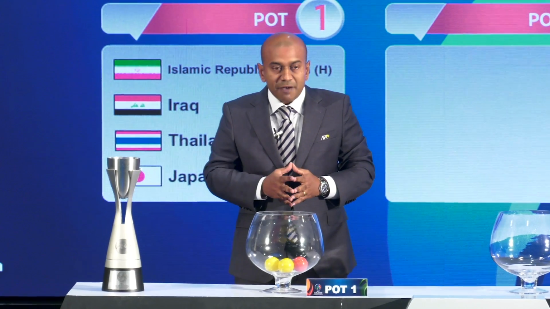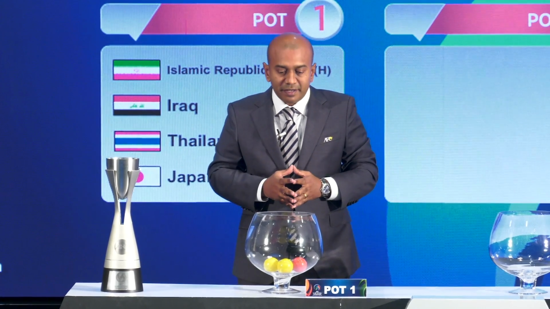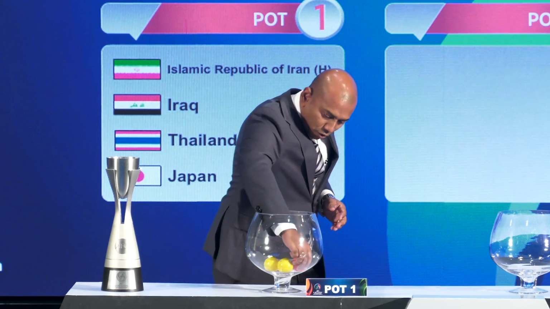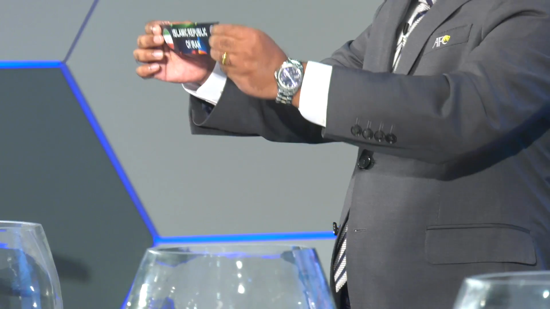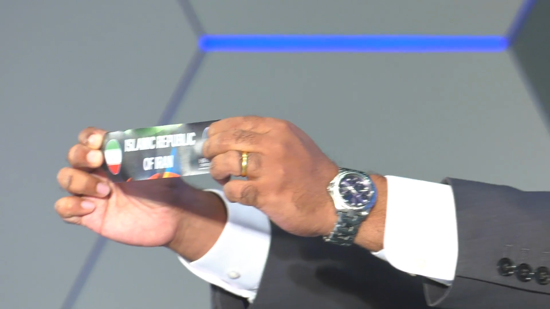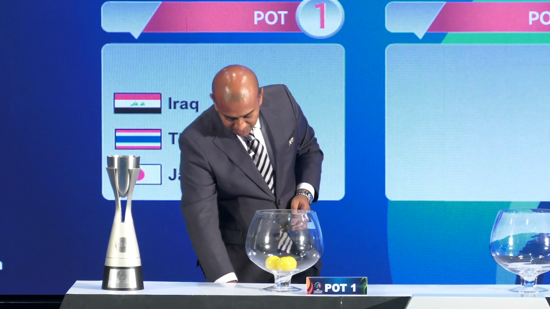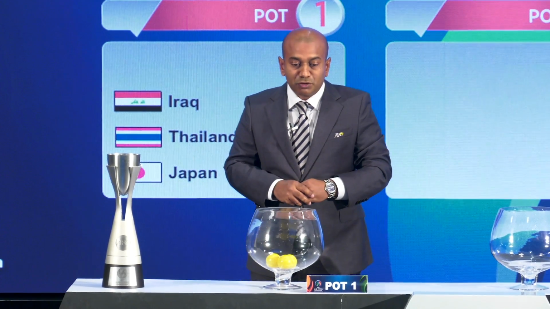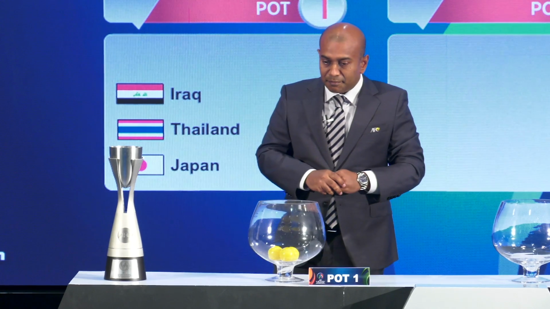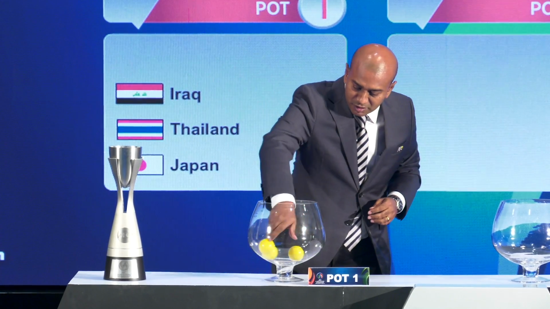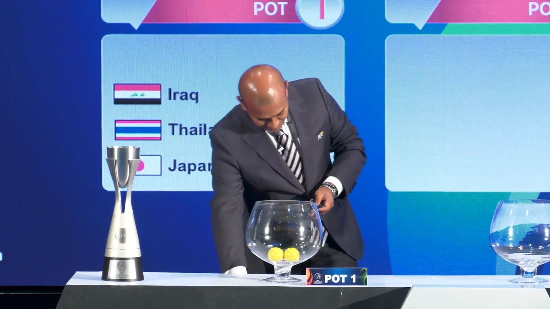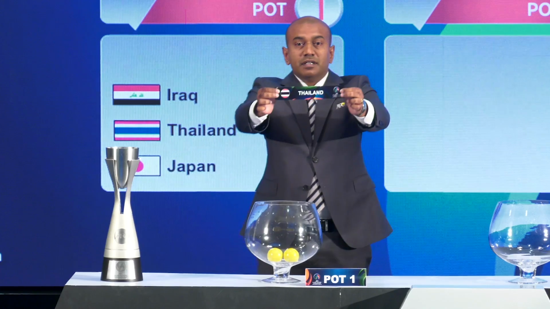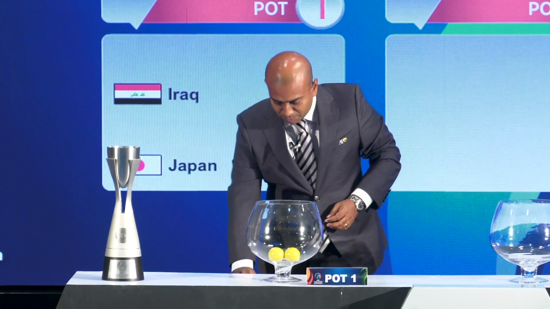And of course, we have the host position in A1. As such, please allow me to draw the different colored ball, which is red, to signify the host, which is, of course, Islamic Republic of Iran, the current holders of the cup, as well as the champions from the 2017 edition in Thailand, Bangkok. And the second drawn ball from pot 1 that will occupy position B1 is Thailand, the previous host of the tournament, as well as the semi-finalists of that particular competition.